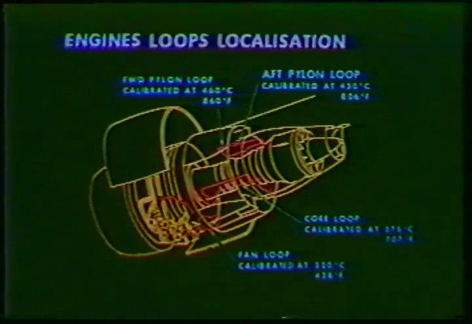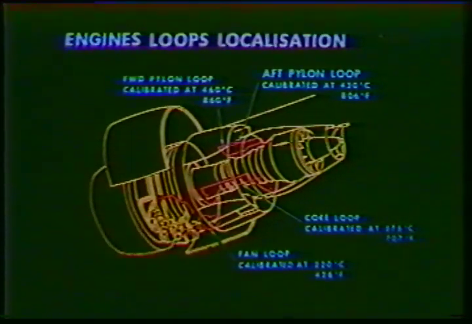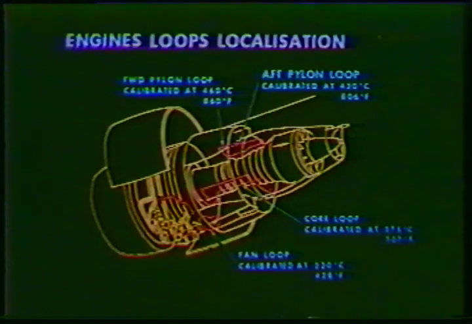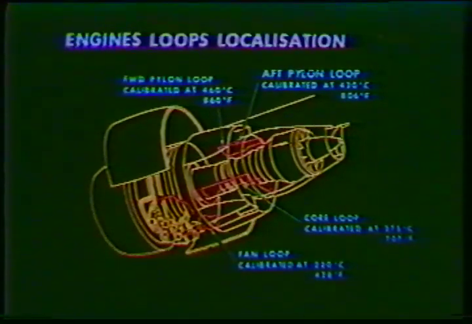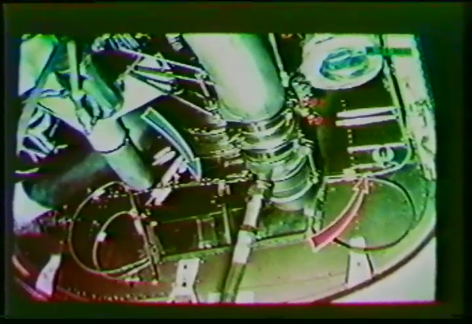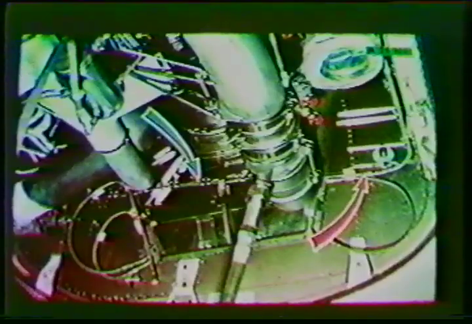This visual shows the loops located in different areas in the engine. Each of the loops is calibrated at a different temperature threshold. The APU compartment sensing loops are all calibrated at the same temperature.